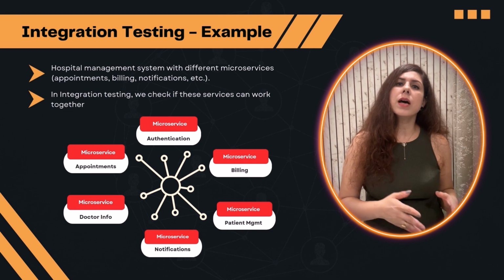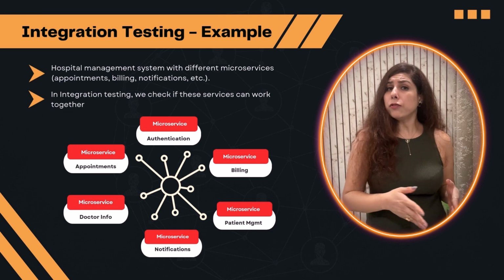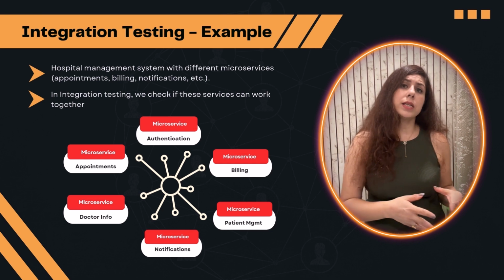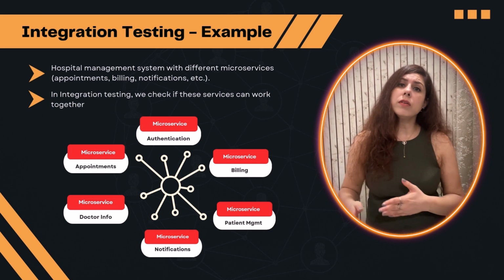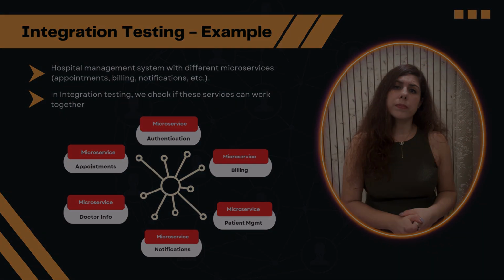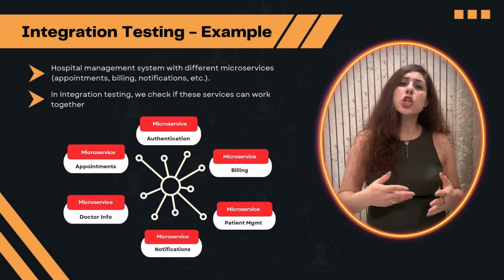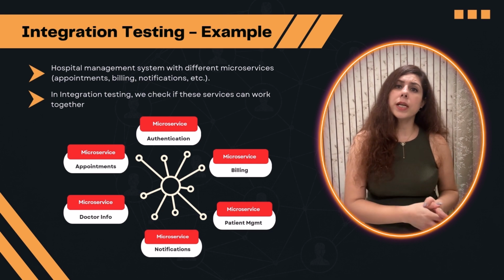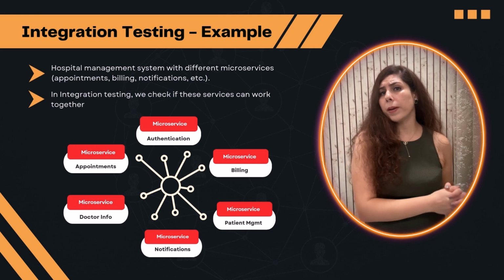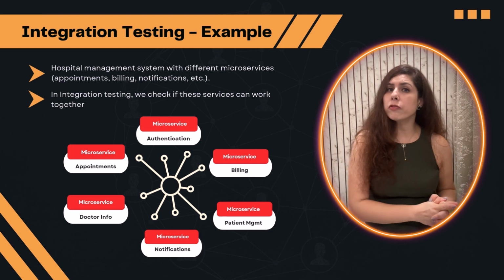Each microservice might work properly on its own and would have been tested individually in the first level of testing using unit tests. Now, in the second level of testing, that is integration testing, we need to check if these services can work together to create a seamless experience for the user. For example, when a patient books an appointment, the appointment service should notify the billing service to generate an invoice, and a notification service should send a notification to both patient and doctor. If this communication does not happen properly, the system could fail.